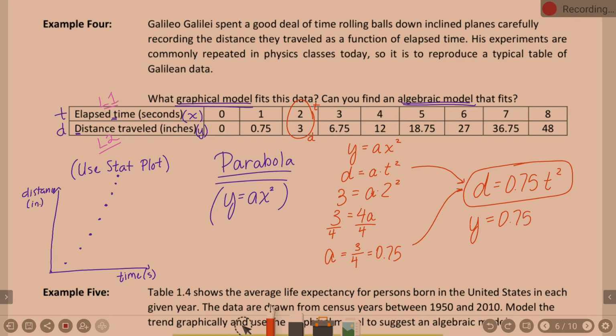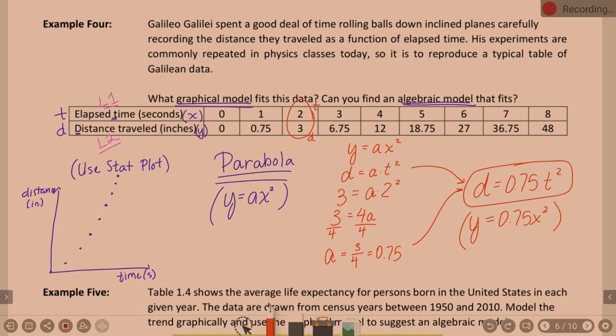Same idea. Now, you want me to prove that that's correct? I'm going to go into my y equals screen, and I'm going to graph 0.75x squared. I'm not going to change my zoom or anything. I'm just going to go back to my graph screen, and you'll notice, what did my line just do? It just connected all the dots, didn't it? So the graphical model that fits that data was the parabola, and the algebraic model is d equals 0.75t squared, or y equals 0.75x squared.